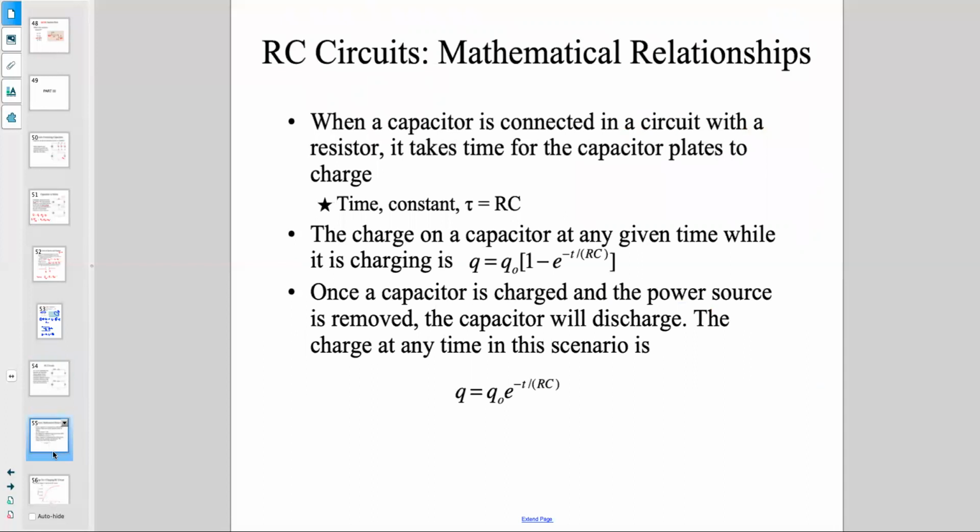Now, RC circuits, mathematical relationship. When a capacitor is connected in a circuit with a resistor, it takes some amount of time for the capacitor plates to charge. That time is called tau, which is R times C. This is very, very important. Tau is R times C: the resistance in ohms times the capacitance of the capacitor.